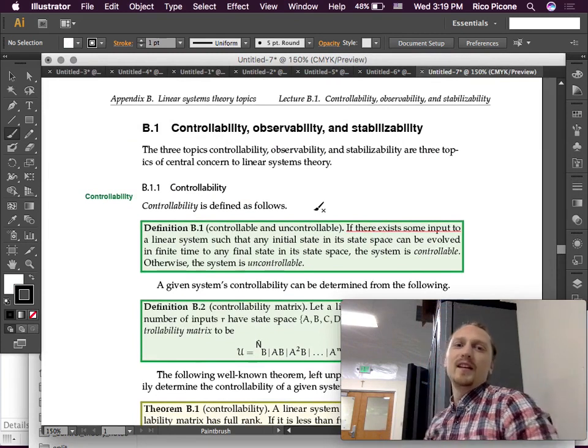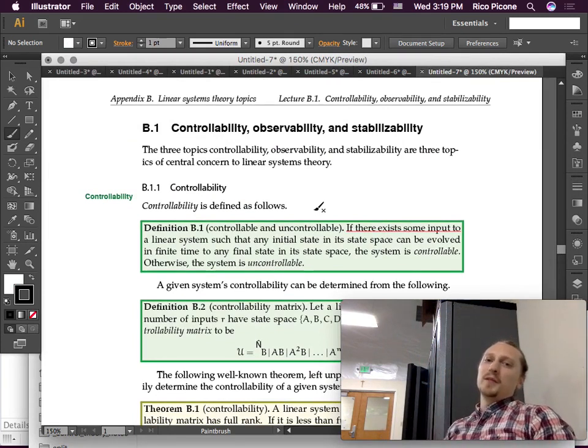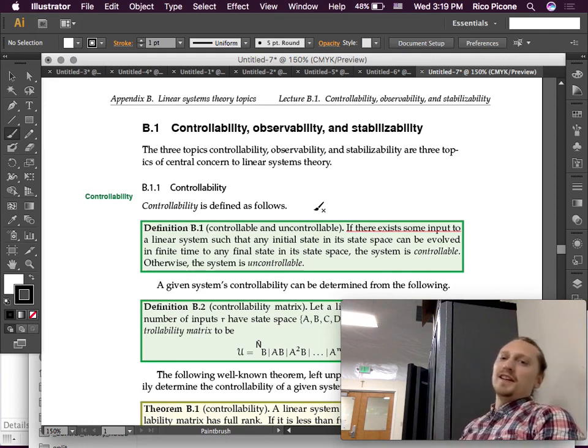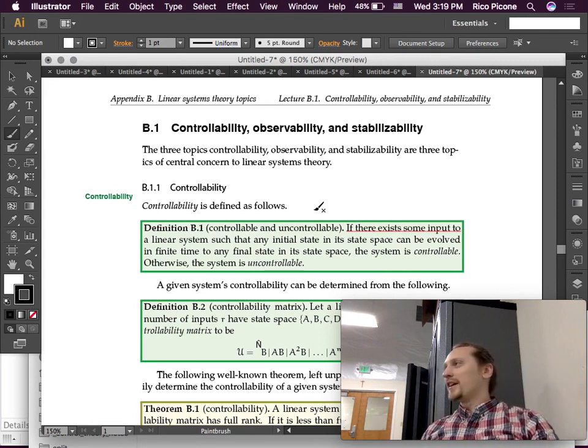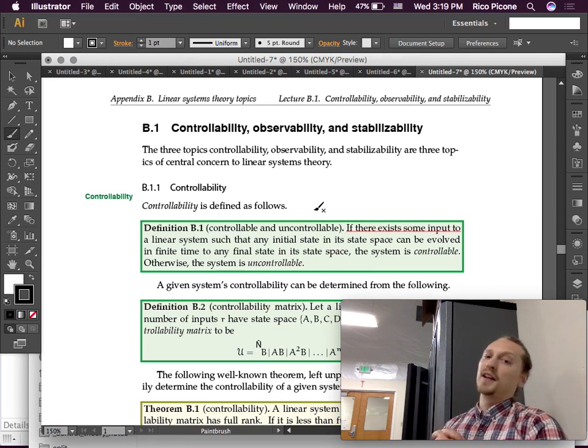Okay, the three topics, controllability, observability, and stabilizability, are three topics of central concern to linear systems theory. We are just going to scratch the surface, but it's going to be worth having this discussion. So controllability is defined as follows. If there exists some input to a linear system such that any initial state in its state space can be evolved in finite time to any final state in its state space, the system is controllable.